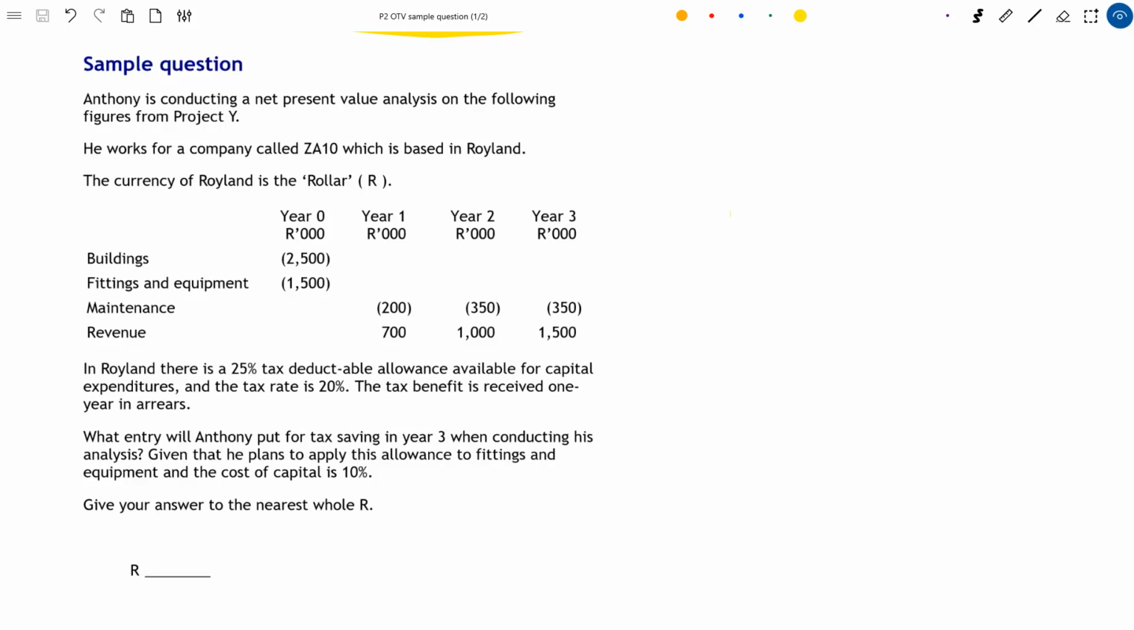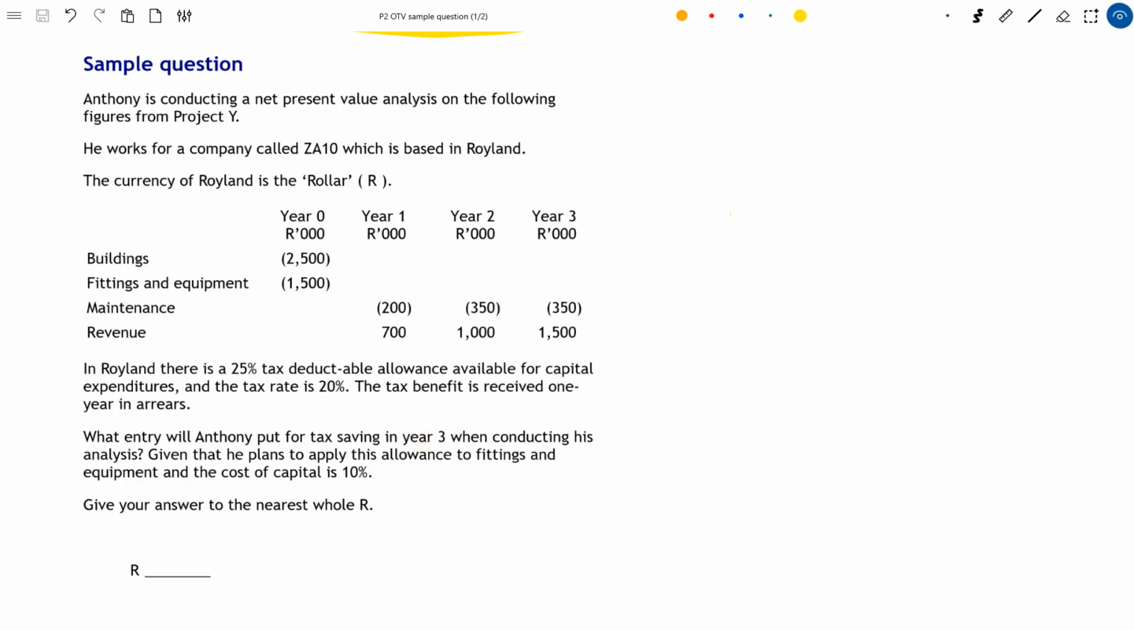And the question is now specifically asking us, what entry will Anthony put for tax saving in year 3 when conducting his analysis, given that he plans to apply this allowance to fittings and equipment and the cost of capital is 10%. So there's a lot of important information here, and there's a lot of unnecessary information here. For example, the maintenance and the revenue costs are not relevant. We are not calculating a net present value. We are looking for the tax saving entry in year 3.